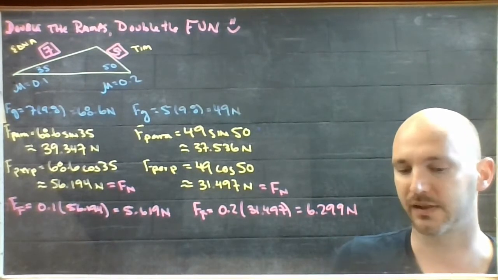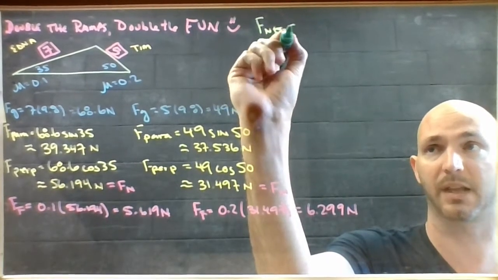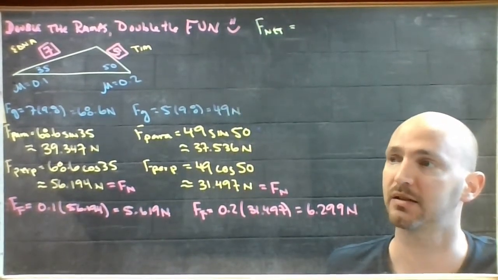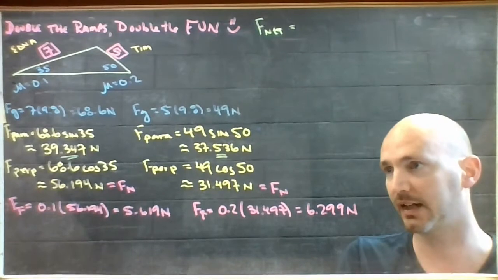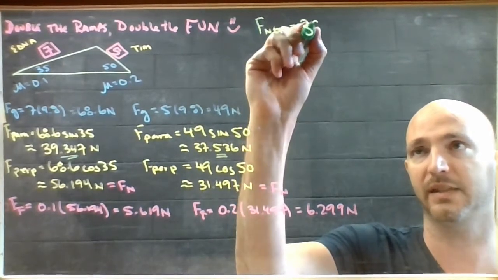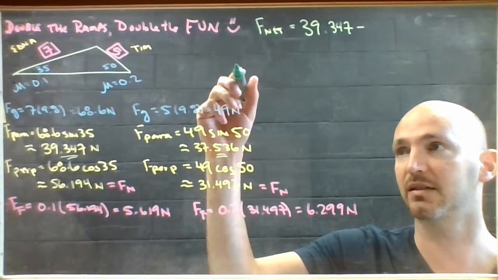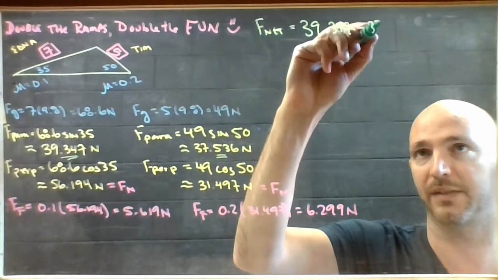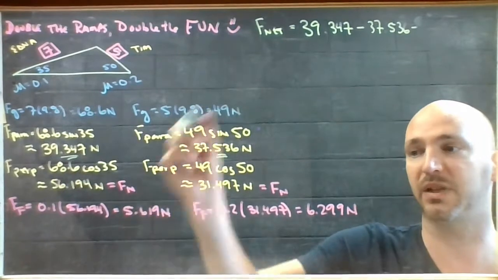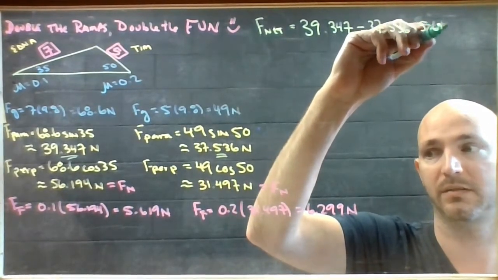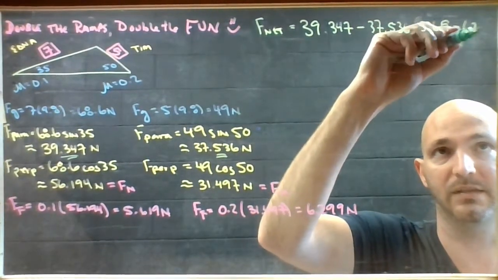Okay, so net force calculation then. I'm going to have to look at this mess and decide whose tendency to slide is the biggest. So that's between this number and this number. And it looks like Edna's is the larger. So Edna's tendency to slide, 39.347, is going to have to beat Tim's tendency to slide at 37.536. And it's going to have to beat Edna's friction, and it's going to have to beat Tim's friction at 6.299.